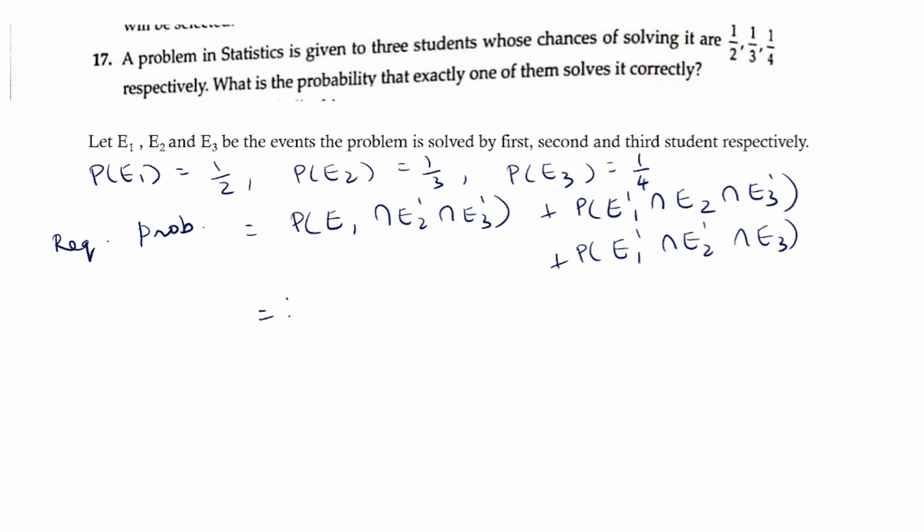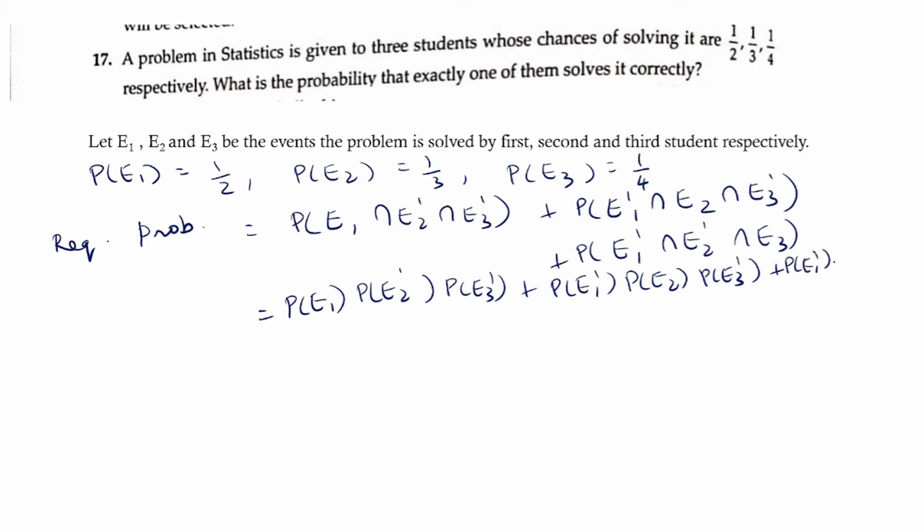So since these 3 events are independent, this is equal to probability of E1 into probability of E2 complement into probability of E3 complement, plus probability of E1 complement into probability of E2 into probability of E3 complement, plus probability of E1 complement into probability of E2 complement into probability of E3.